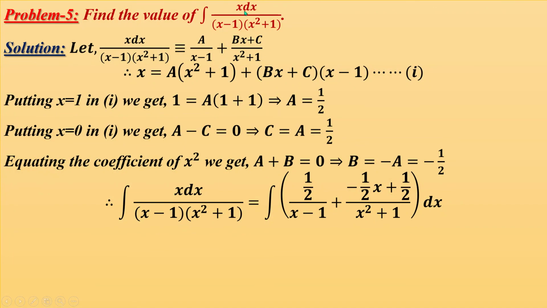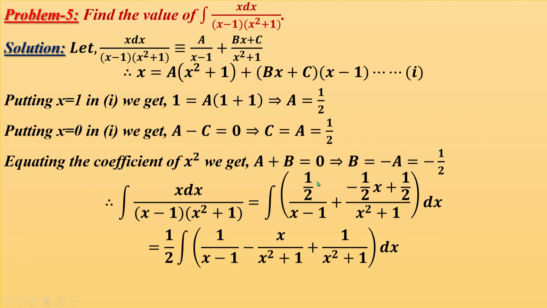Now, this is the given condition, we can write a equal to half, b equal to minus half, c equal to plus half. I have just put the values of a, b and c. Okay, now write it separately. We can take common half. As a result, here will be 1 by x minus 1, and we can write the rest separately. That means here will be minus x by x square plus 1 plus 1 by x square plus 1, into dx.